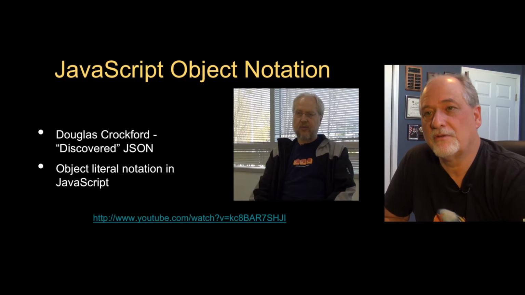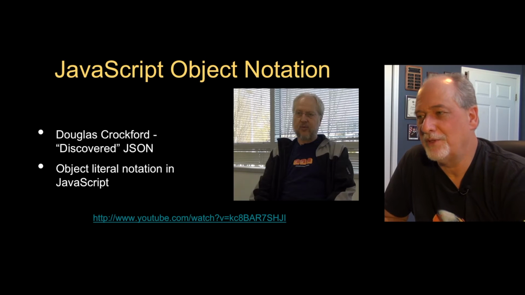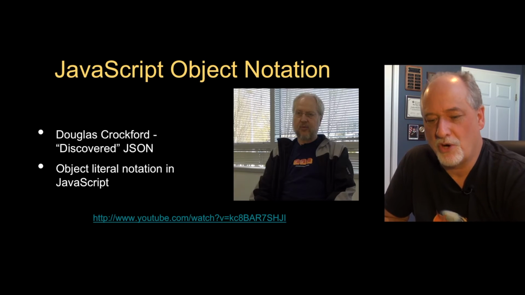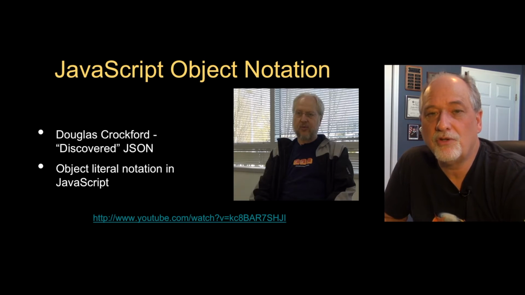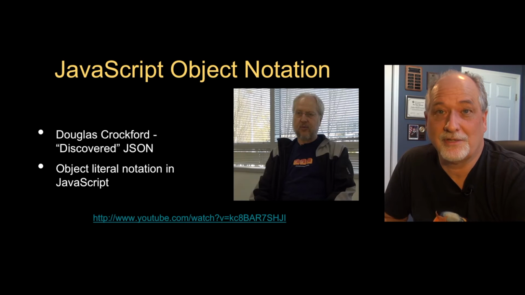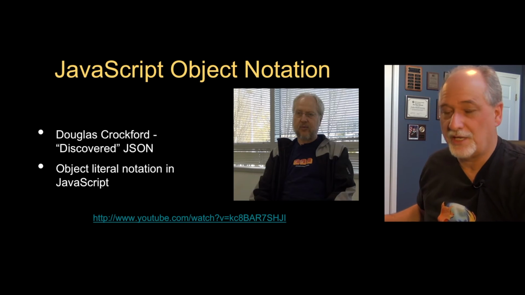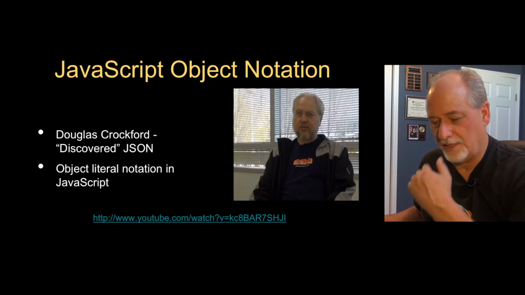This is Douglas Crockford. I have a great interview with him. He's a funny guy, very, very smart. He claims he didn't invent JSON, he discovered it, because it really is based on the literal notation for JavaScript. And it actually looks a lot like the Python literal notation for objects and for lists.